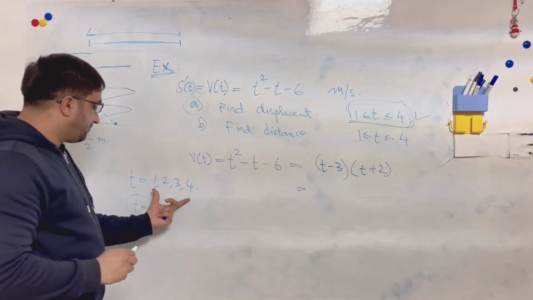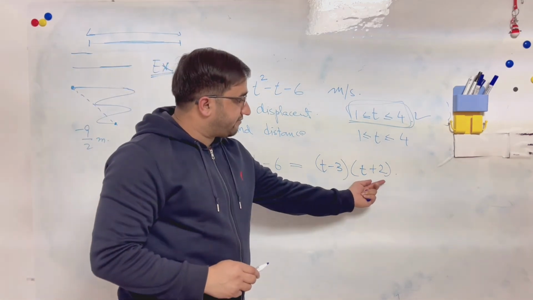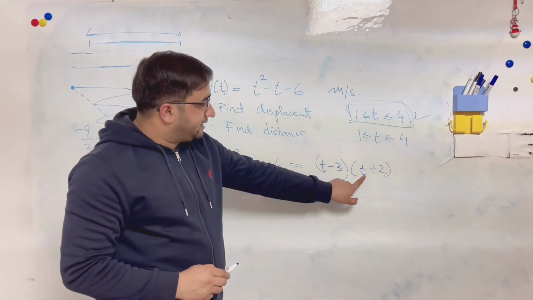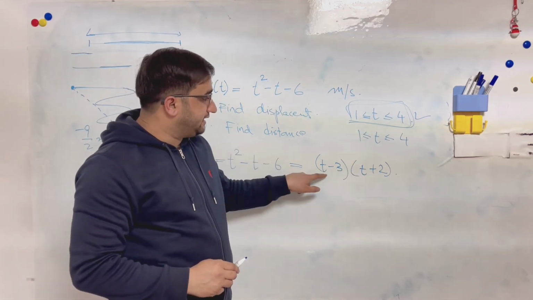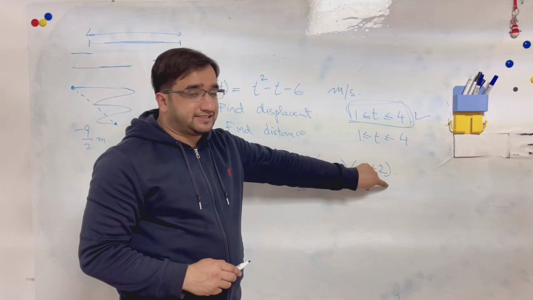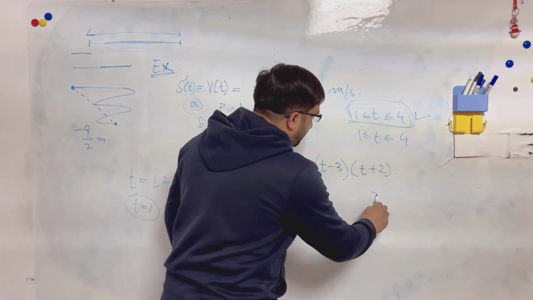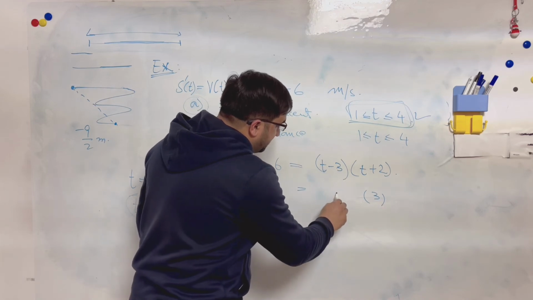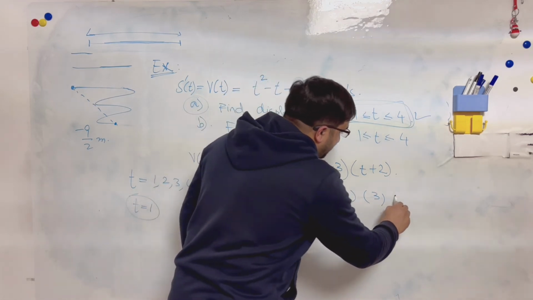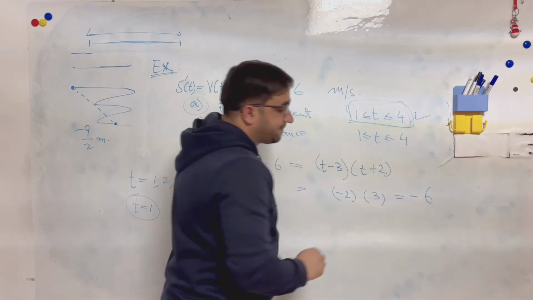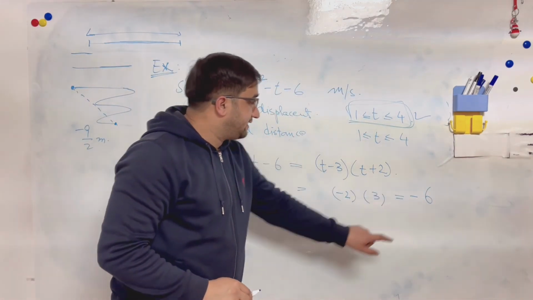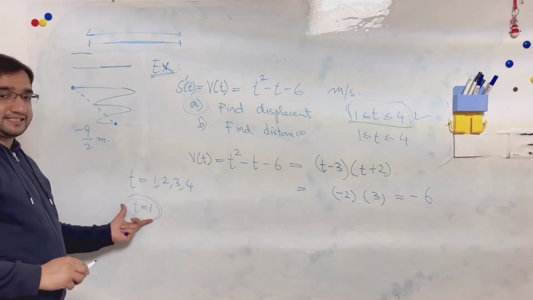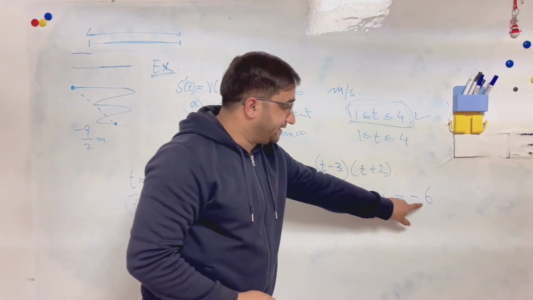All these numbers are positive. So this factor will always give you a positive result. When t is equal to 1, you replace t with 1 in these, it will become 1 plus 2, a 3. So okay, let us put here. This factor becomes 3 and this factor becomes 1 minus 3, a minus 2. So what is the answer? The answer is minus 6. It means in the first second, the answer is negative.